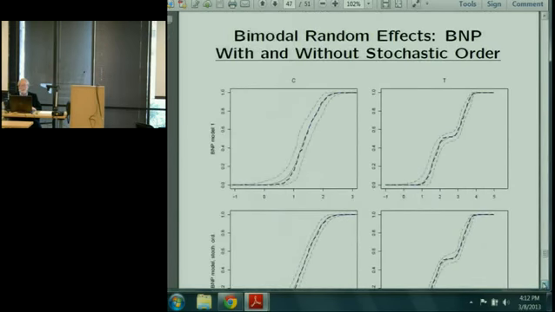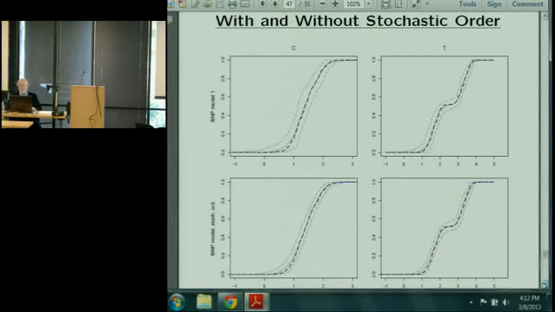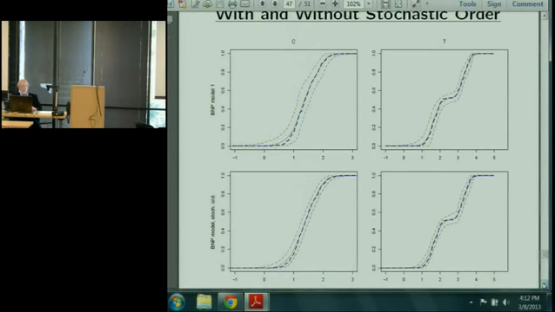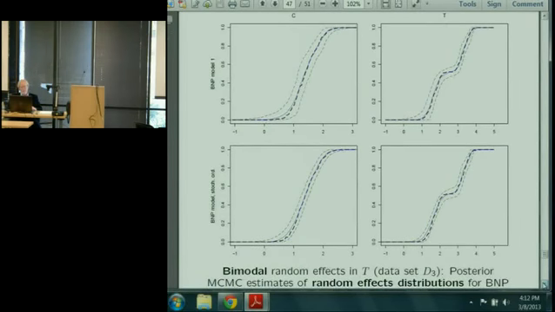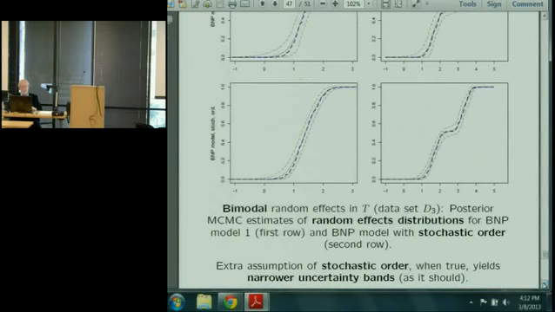And the stochastic order thing, what we were going on here is to show that the top one is the Bayesian non-parametric model without stochastic ordering, and the bottom one is the Bayesian non-parametric model with stochastic ordering. And you can see over there on the left, when there actually is stochastic ordering, you get narrow uncertainty bands by putting in the stochastic ordering assumption. But that's just a kind of second order thing that we're seeing here.